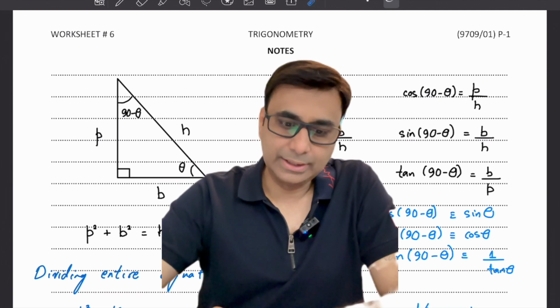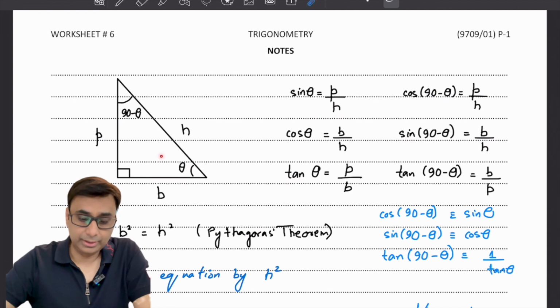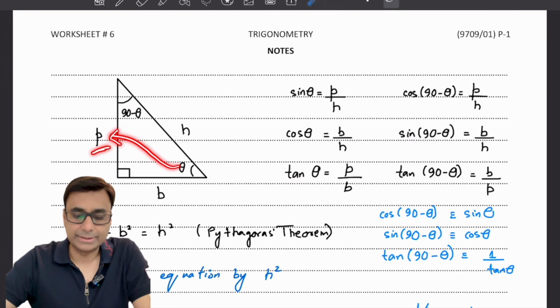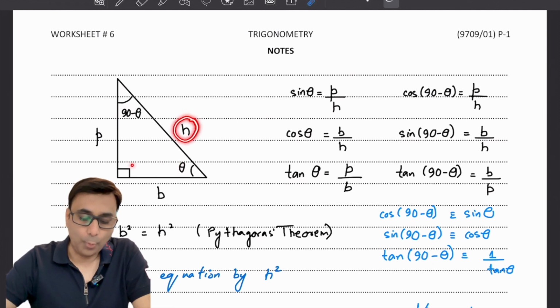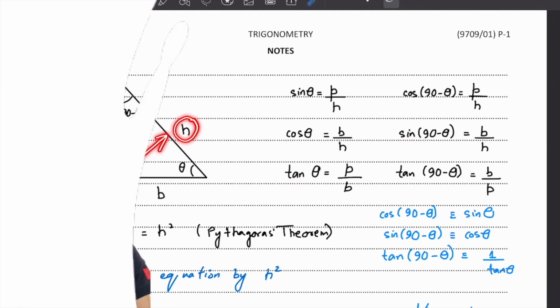First of all, let's have a look at some of the formulas. You need to identify that if you have a right angle triangle, the side that's opposite to the angle that we are considering, we refer to that as perpendicular. And the side that's right next to the angle, that is called base. And the largest side, which is opposite to the 90-degree angle, is called hypotenuse.